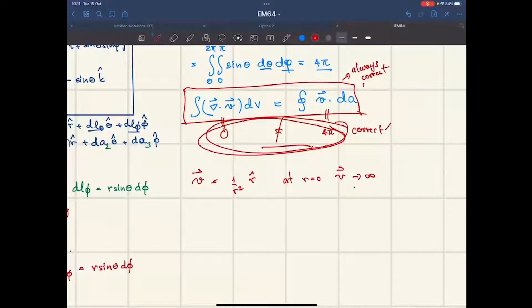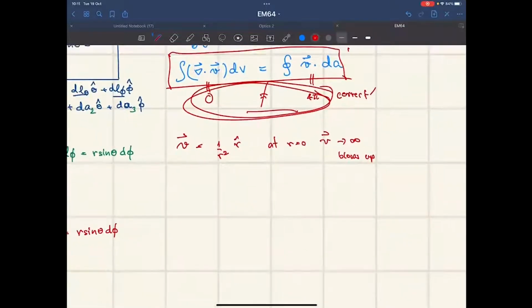So it means V blows up. Blows up means it's just boom. It's a lot. Too much, like a balloon bursting, something like that. Blows up, explode, go off, that's the same thing as blows up. So we have the problem here at the origin.